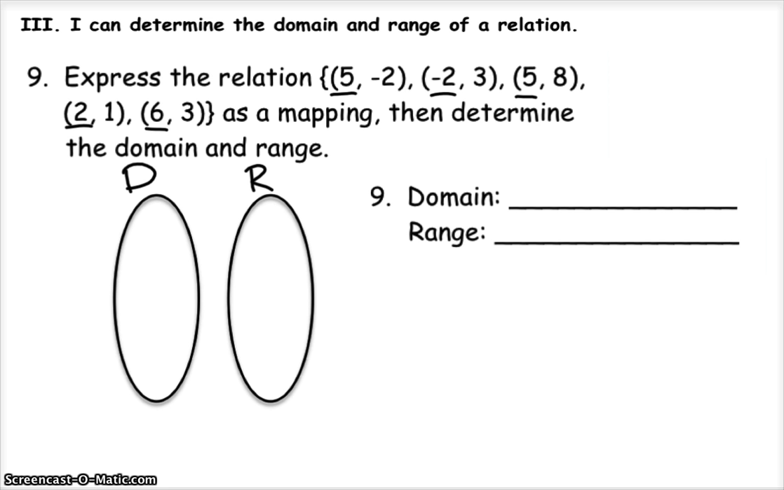We're only going to put down one number of each one. So the 2 5s will just keep as 1 5 on here. So I'll have a 5, a -2, a 2, and a 6.